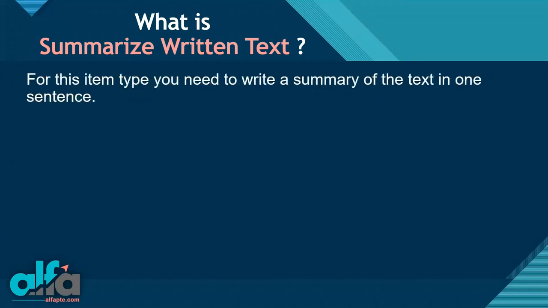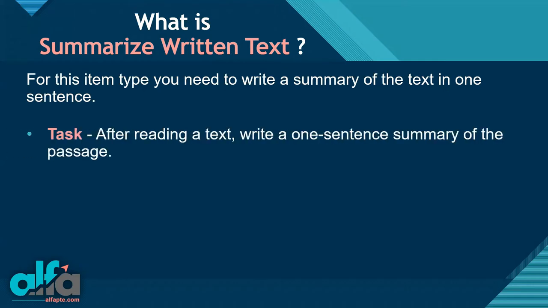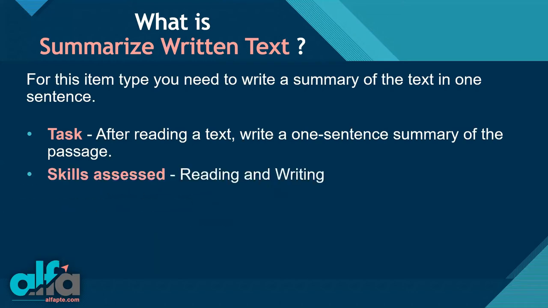For this item type, you need to write a summary of the text in one sentence. You will have one passage or 5 passages, it's not fixed, and you need to summarize all that text in one sentence. After reading a text, write a one-sentence summary of the passage. That's your task. You will be assessed not only in the writing module, but also on your reading skills. So you'll get marks in 2 modules, writing and reading.